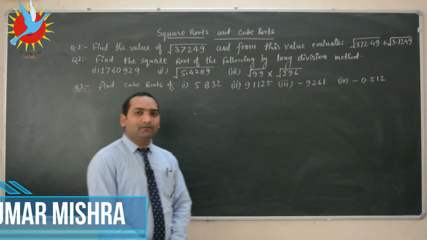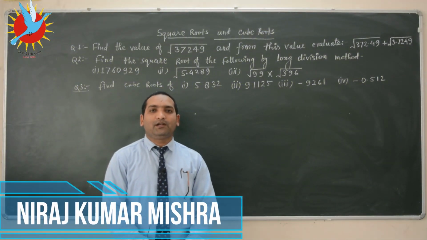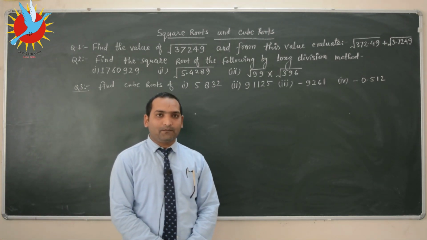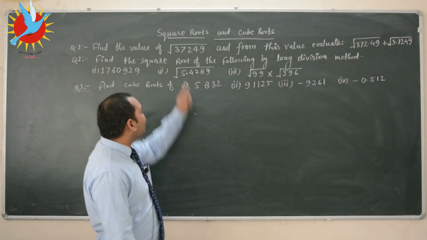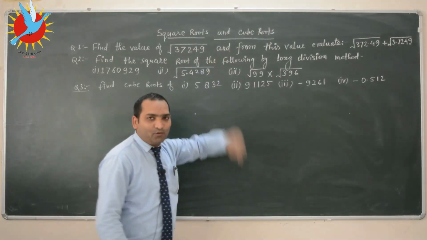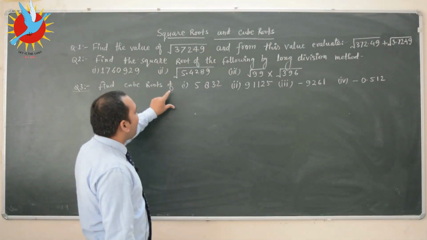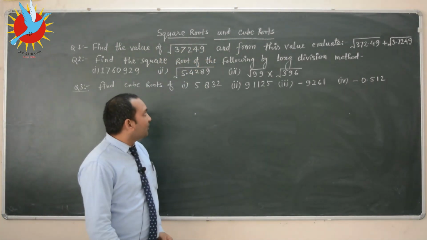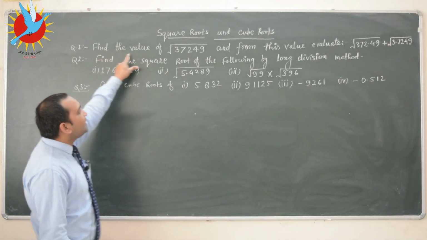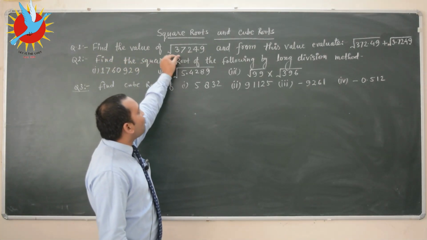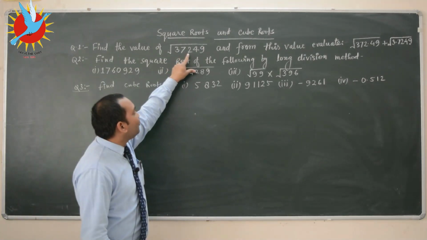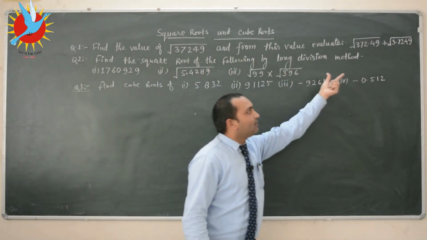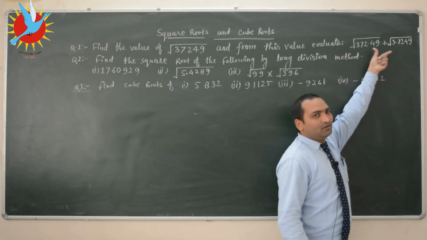Hello students, in the previous lecture we discussed squares and square roots. So today in this class we discuss square roots and cube roots, and different problems based on them. The first question is: find the value of the square root of 37,249, and from this value evaluate the square root of this number.